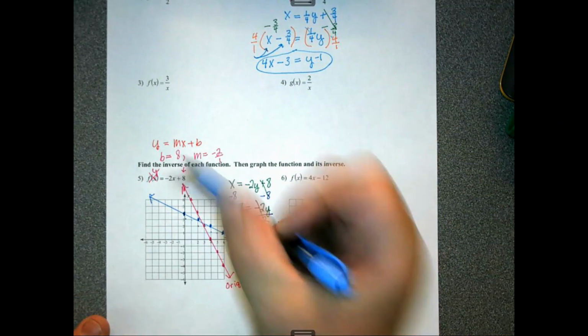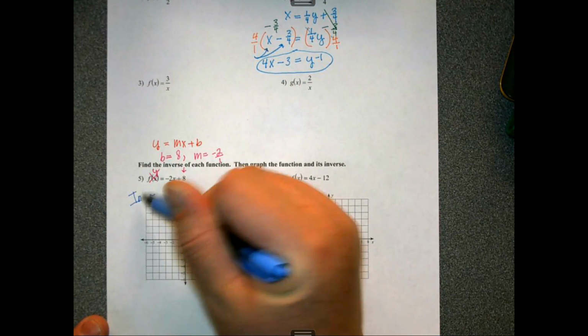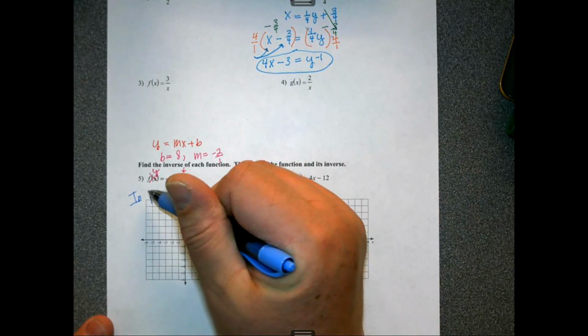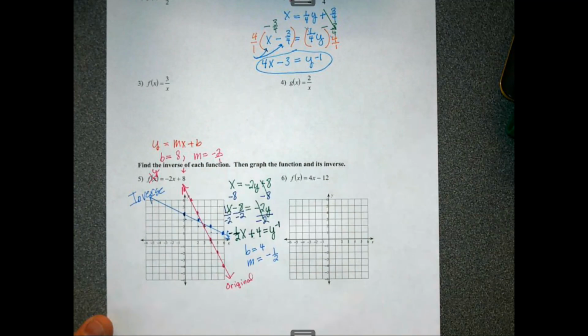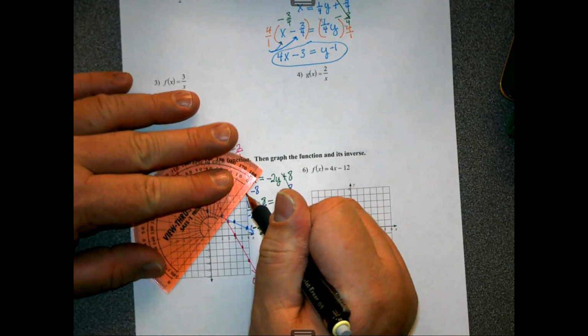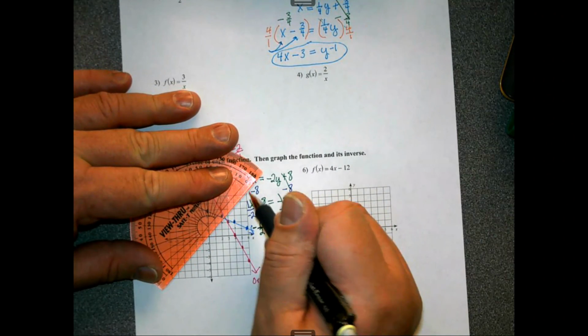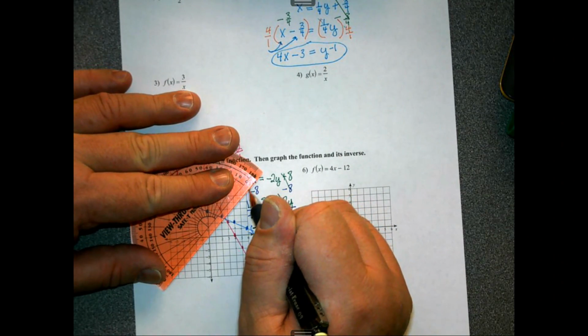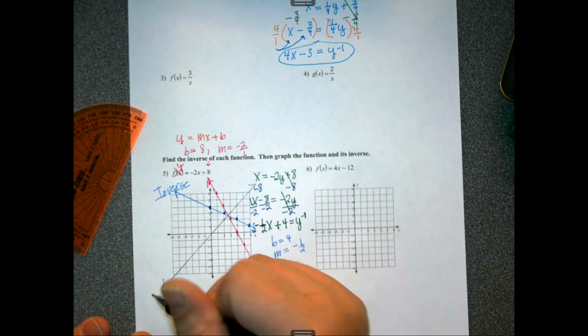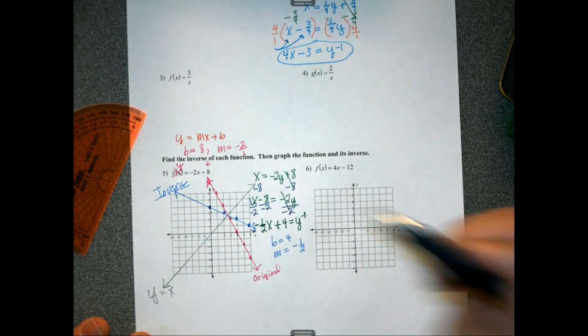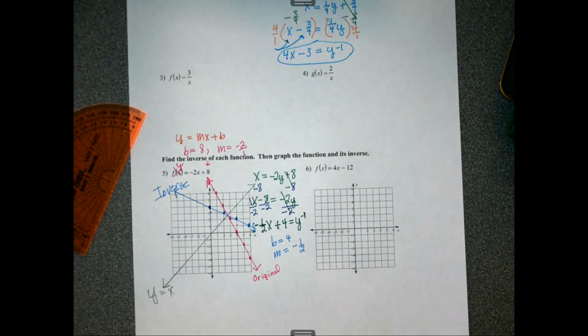So here's my inverse. Do you see how it's reflected about the y equals x line? Here's my y equals x line. See how they're kind of reflected about that line?